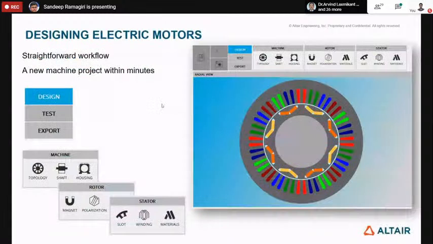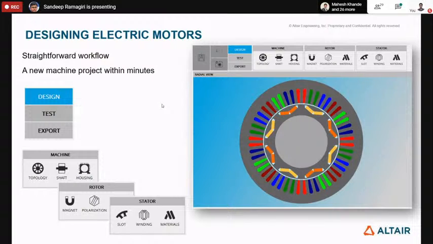Now coming to the setting. With the equations that I have given and the challenges with these ideas, we can quickly target the design. For that, we have Flux Motor as a technology, as I said. It's a straightforward workflow. A machine can be designed within a minute. There are three main steps in the designing of electrical rotating machines. First is design, where we will design the motor starting from the stator to rotor, and we quickly perform the test and we generate the report.